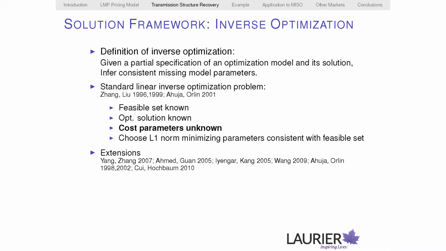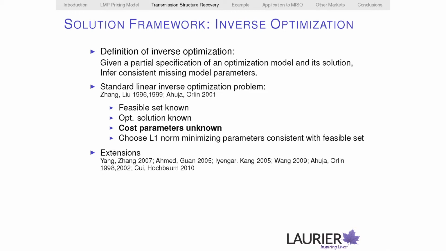specification of an optimization model and a solution, which we've got there, use the optimality conditions to specify a feasible set, or a consistent set, of missing model parameters, and then select an appropriate representative from that set of parameters. So this was pioneered in the 90s, and generally the problem that was approached is to look at inferring cost parameters.